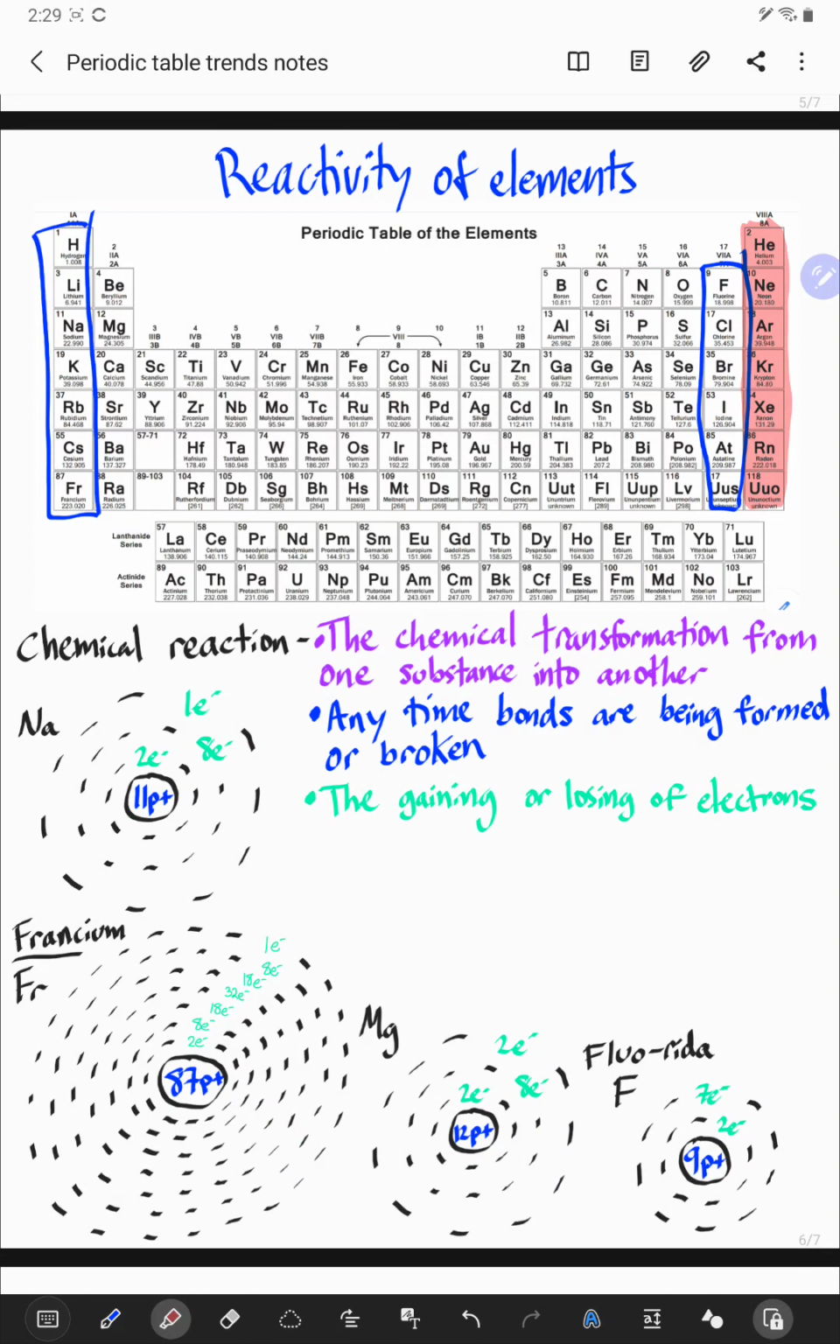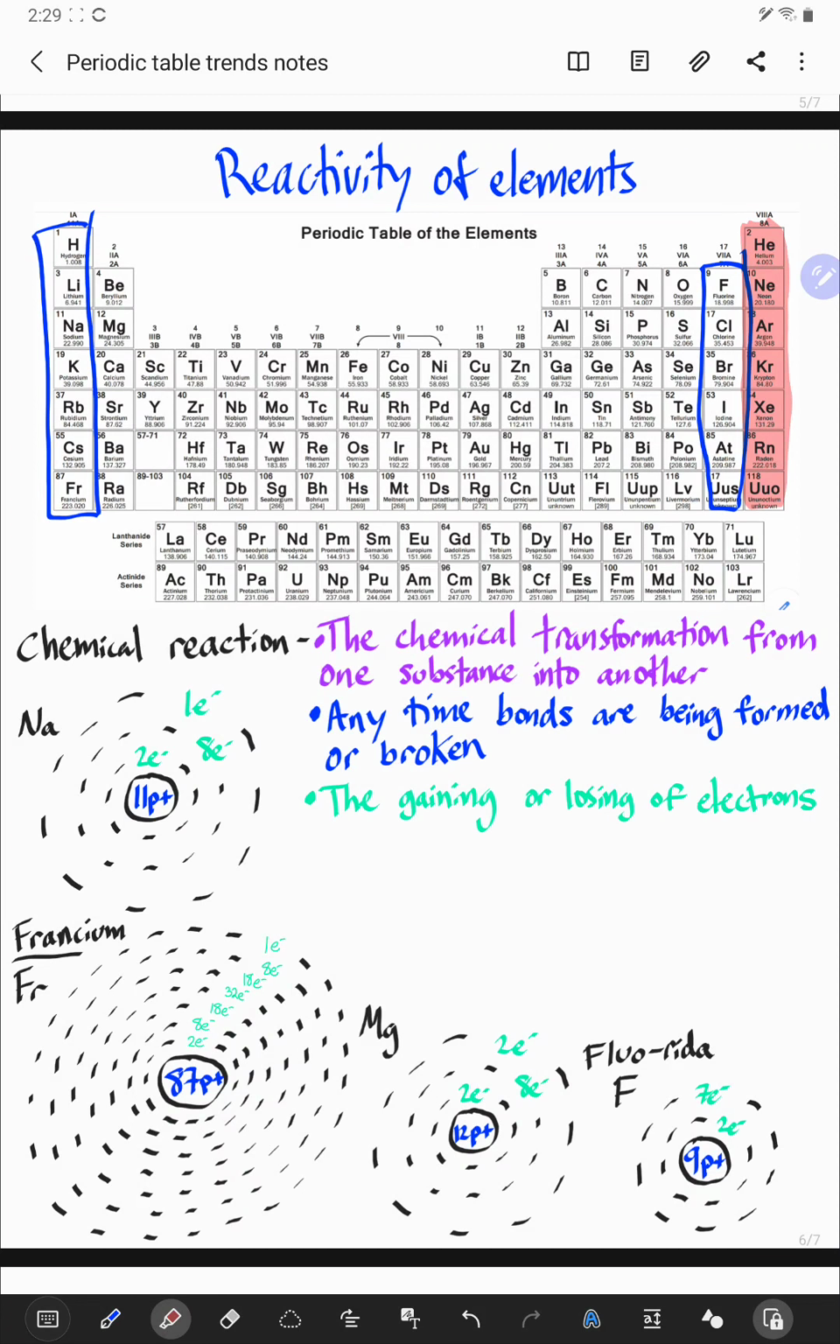And why might that be? Well, they already have 8 valence electrons, and the entire purpose of any kind of chemical reaction is to get to 8 valence electrons. If they already have that, then they have no point in reacting. There's no point in them reacting, so they're not going to react.